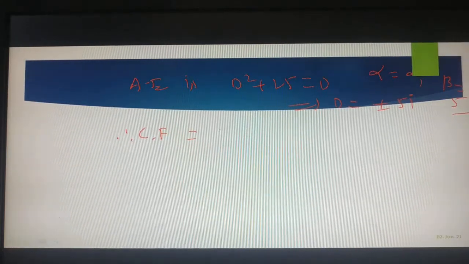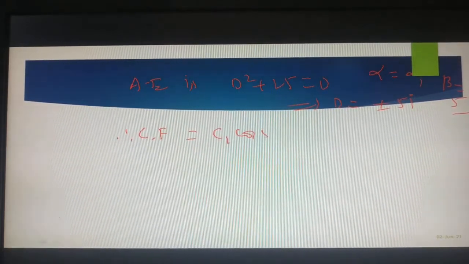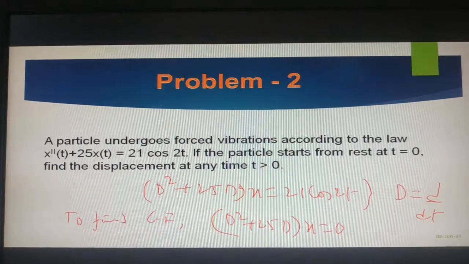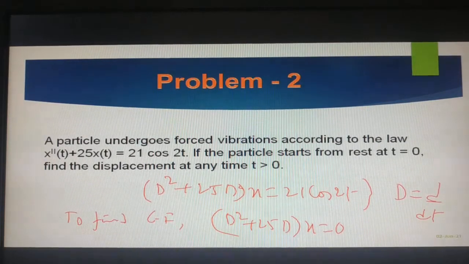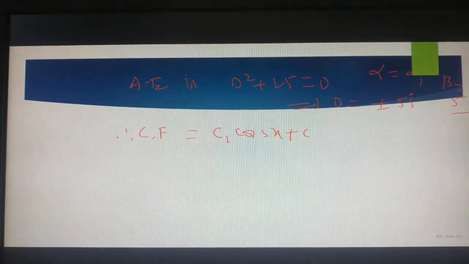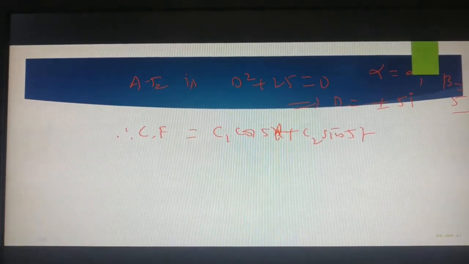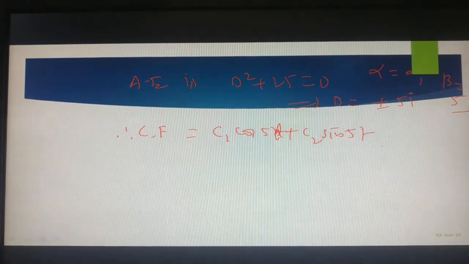So 1 into c1 cos 5x plus, sorry, be very careful while writing your answer. In this differential equation, you are solving x in terms of t. So while writing your answer, it is c1 cos 5t plus c2 sin 5t. Okay, we got the complementary function.